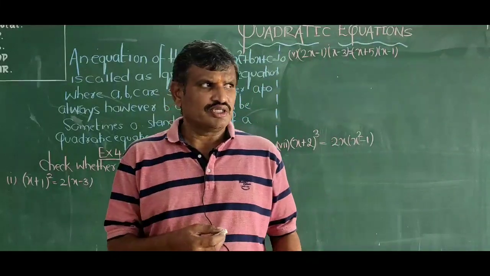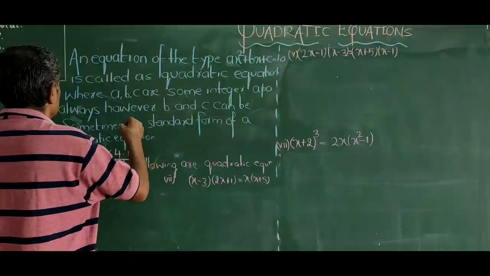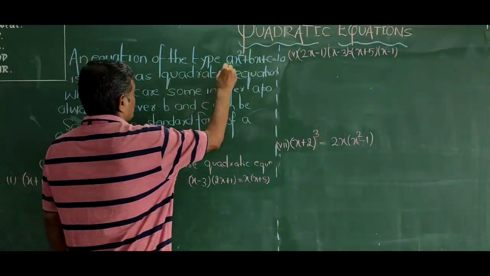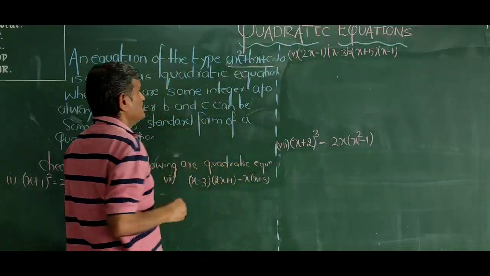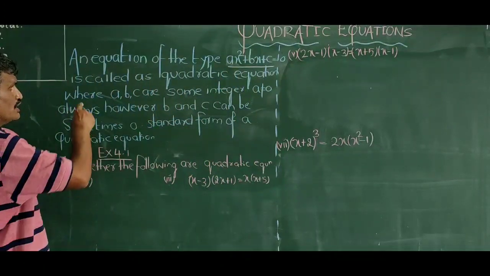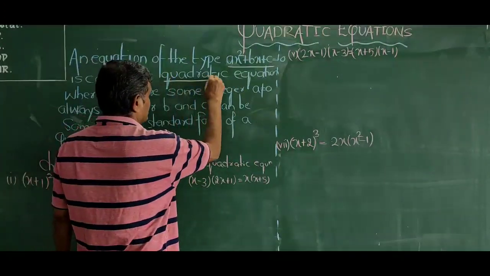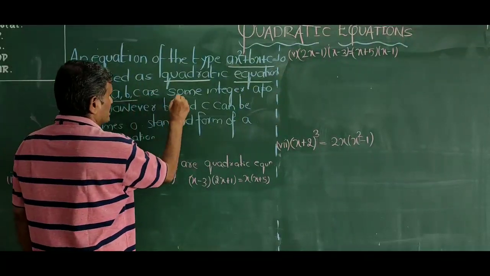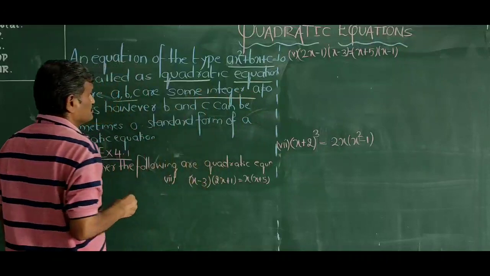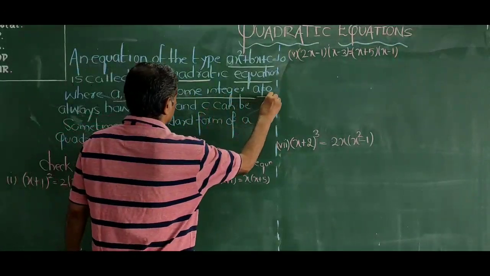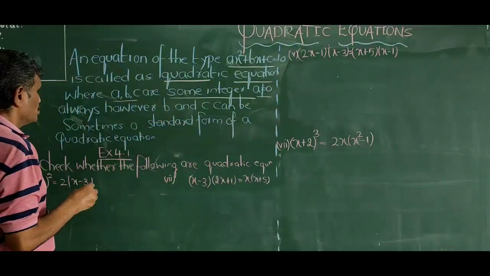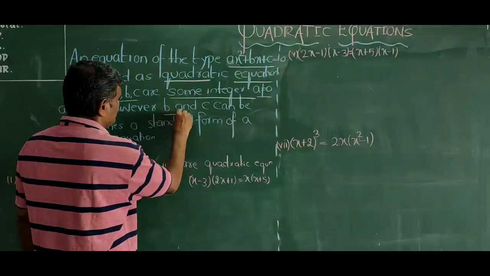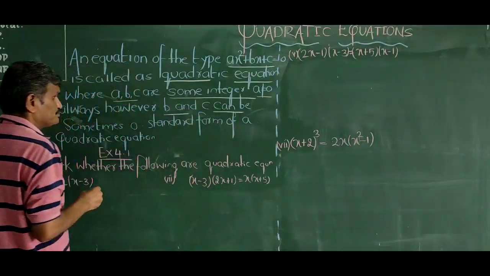So, what is that quadratic equation? Actually, we say that an equation of the type ax square plus bx plus c is called a quadratic equation, where a, b and c are some integers, but a cannot be equal to 0. However, sometimes b and c can be 0.